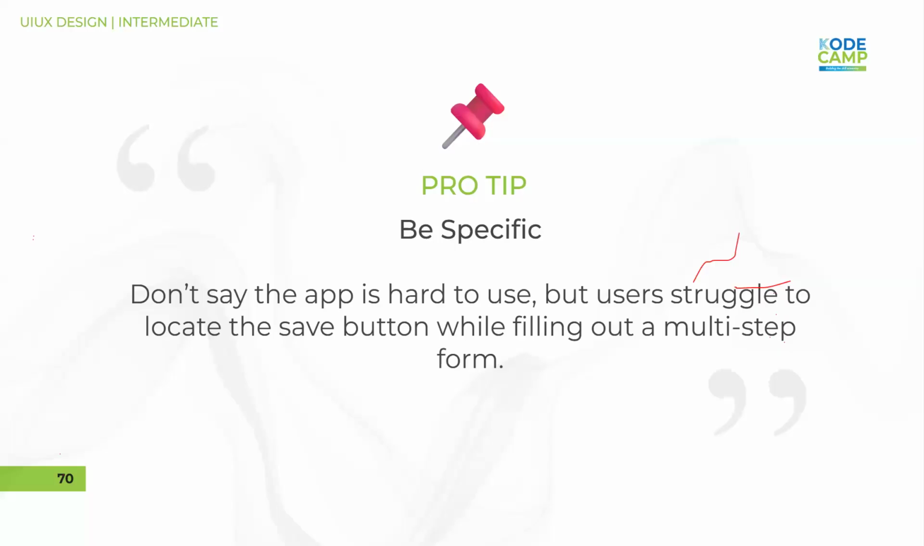What is the problem? The problem is users struggle to locate the save button while filling out a multi-step form. The save button could be at the top side, and then they have filled the form down, down, down, so now they have to scroll all the way up to get the save button to actually save the form. Or the button is towards the end, and they don't want to continue with the process. They want to save as draft and then continue the next time. What is actually the problem?